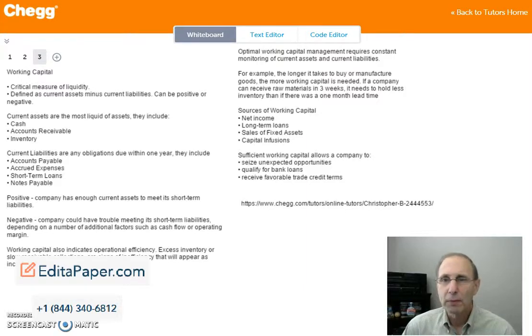Optimal working capital management requires management to constantly monitor current assets and current liabilities. For example, the longer it takes to buy or manufacture goods, the more working capital a company needs. If they can receive, for instance, raw materials in 3 weeks, then the company needs to hold less inventory than it would if there was a month lead time for those same raw materials.